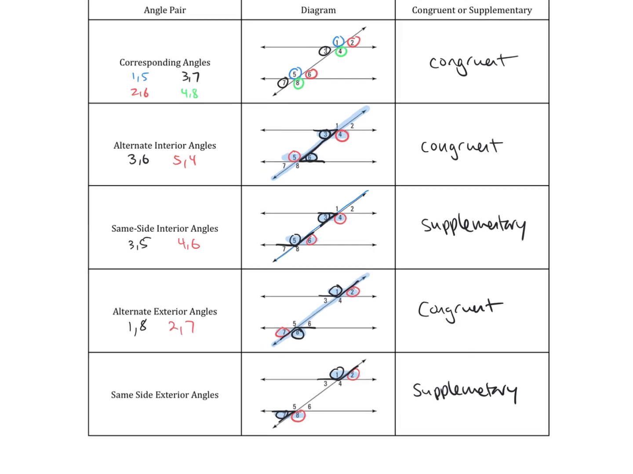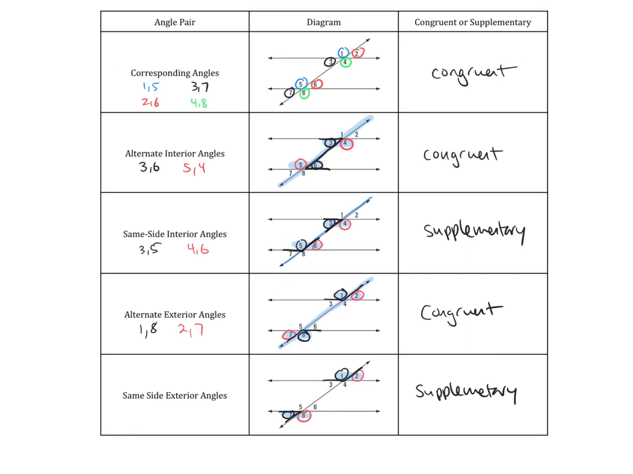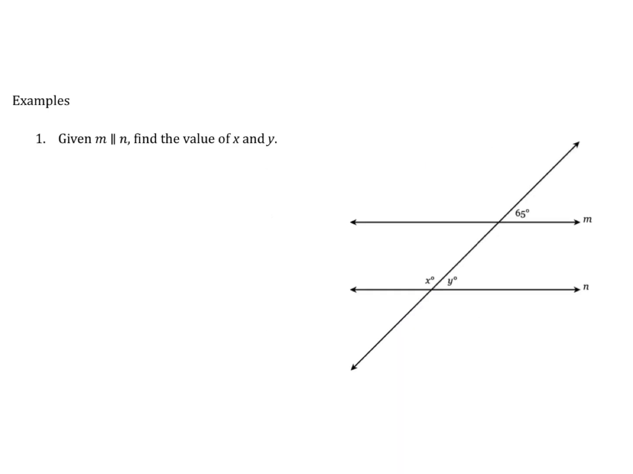So with all our angle pairs, corresponding, alternate interior, and alternate exterior always form congruent angle pairs, and then our same side interior and same side exterior form supplementary angle pairs. Let's look at some examples.